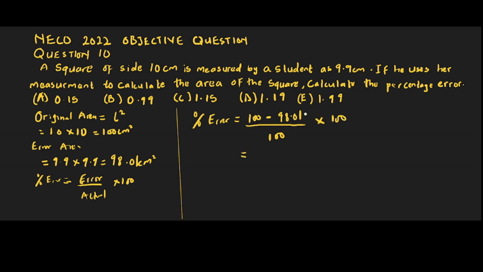Here, 100 minus 98.01 is going to give us 1.99, all over 100 times 100. Here 100 cancels out 100, so we are going to have 1.99. So the percentage error here is 1.99. That is option E.